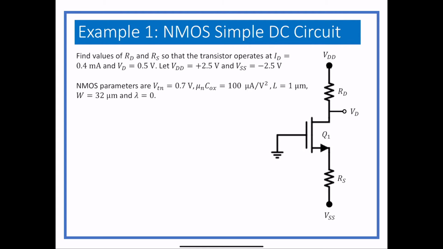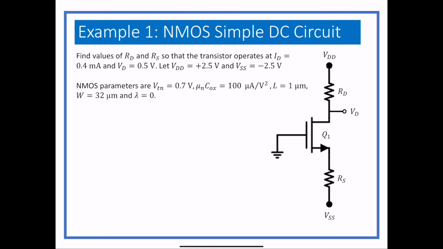we want to find the values of the drain and source resistances so that the transistor is operating with ID as 0.4 milliamps and the voltage at the drain is equal to 0.5 volts. It's all marked here. And we have decided that the voltage at the top of the circuit is 2.5 volts and the voltage at the bottom of the circuit is negative 2.5 volts.